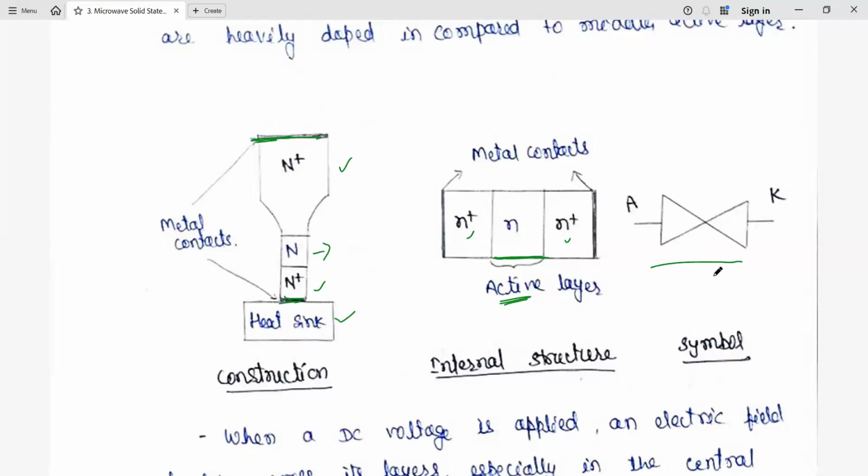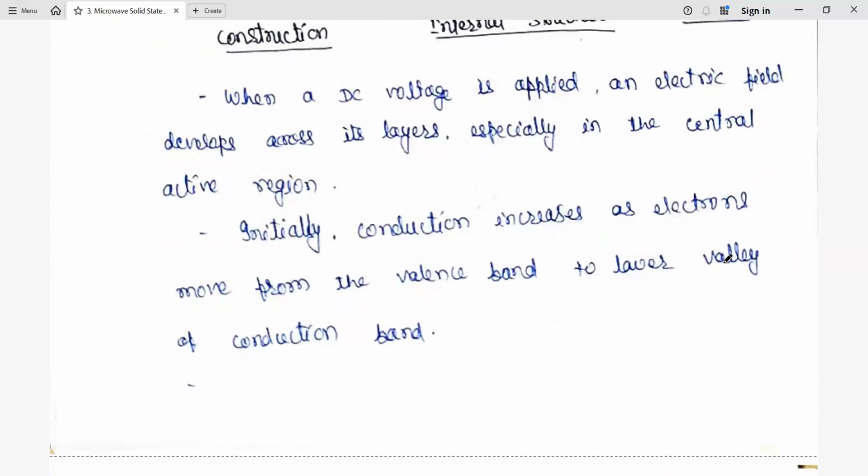And this is the symbol of the Gunn diode. You can see that these triangles are connected back to back towards the pointed vertex. When a DC voltage is applied here, an electric field is going to develop across its layers, especially in the central active region, so that electric field is developed.